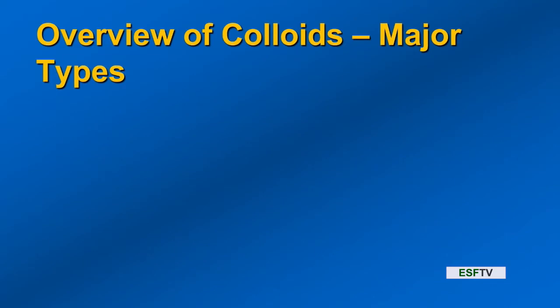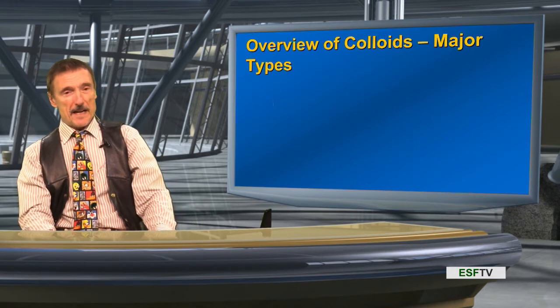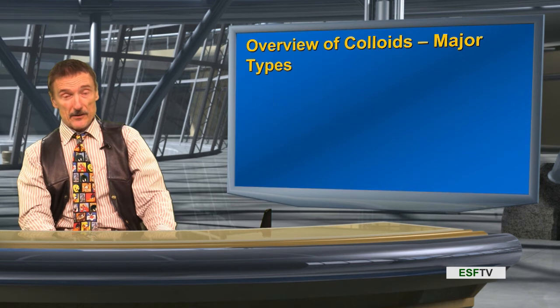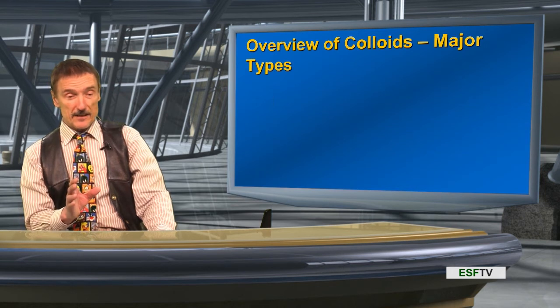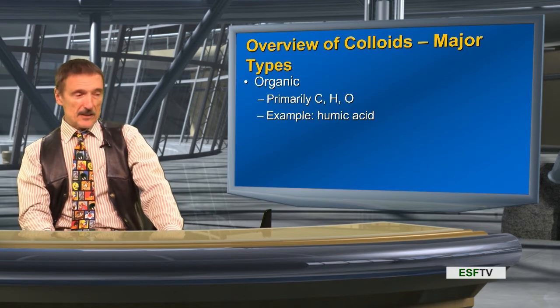Okay, so that was a little bit of chemistry. So we were able to go from mass to charge. And now we need to think about the overview and put this back into colloids, because we're going to group colloids so we have some understanding of their different properties. So let's start with the organic colloids.